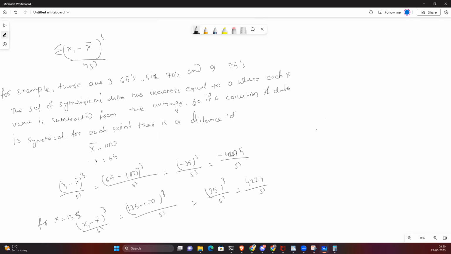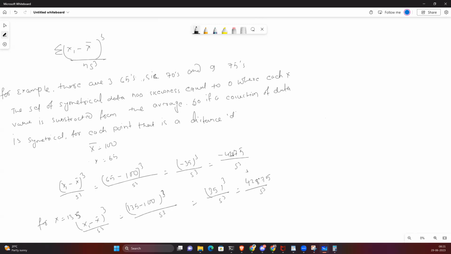Okay, can anyone calculate this as well? I think this will also be the same, 42,875, right? Okay, cool. Now, if I sum both of these, what will be the result? Both results will be zero, right?